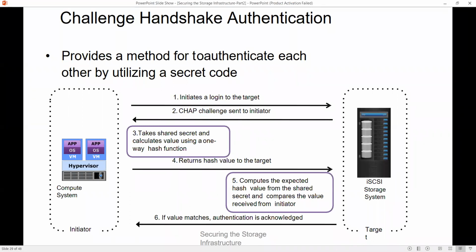So the first step is the initiator will initiate the login to the target, right? So now the initiator wants to log in to the target. Now the target has to authenticate whether the initiator is authorized to access it or not. For that, the target will send the CHAP challenge to the initiator.